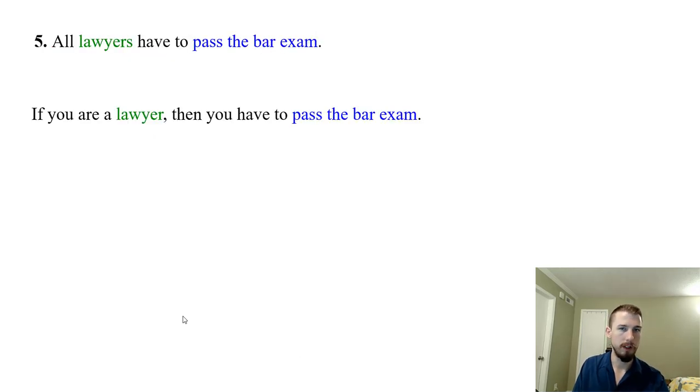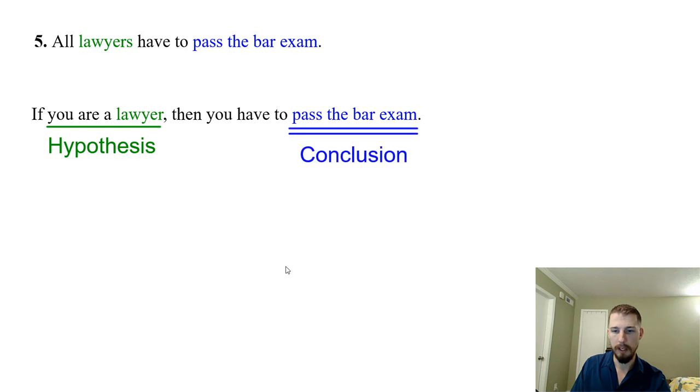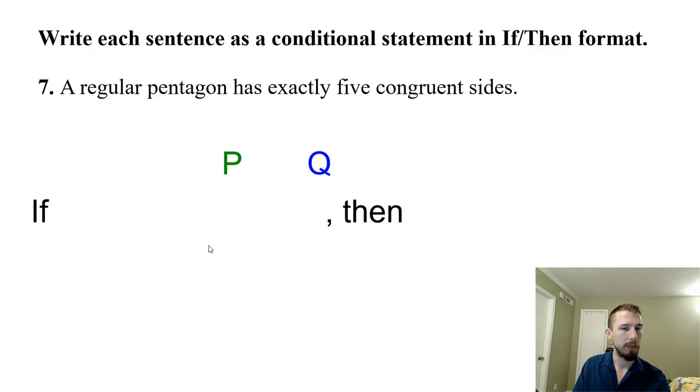Number 5, this one does not have an if in it at all, so it's kind of a little tricky. All lawyers have to pass the bar exam. So if we rewrote it as a conditional, we would write it, if you were a lawyer, then that meant that you passed the bar exam, right? So our hypothesis would be that you were a lawyer, and the conclusion would be that you passed the bar exam. So you don't have to write the hypothesis and conclusion. You can write H and C if you want, or just underline once and underline twice, really however you want to do it. Not that big of a deal, but they shouldn't take you very long.